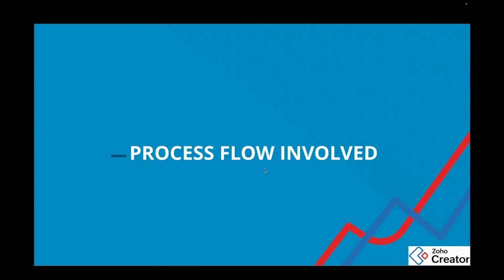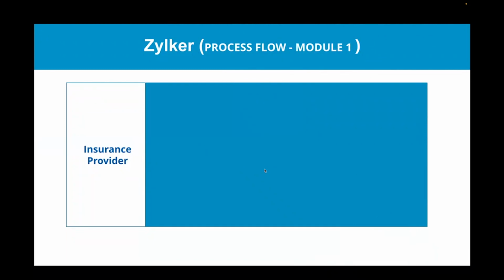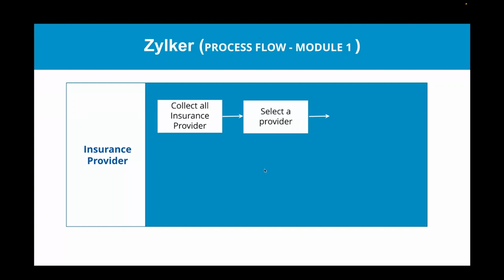So in the use case that we are going to discuss today, we have divided this HR-centric insurance management into 3 modules. In the first module, we will discuss how HR selects an insurance provider. So the first step is, the HR will collect all the information of the insurance providers who are willing to tie an agreement with their organization. After that, they will select a provider who suits their norms and budget.